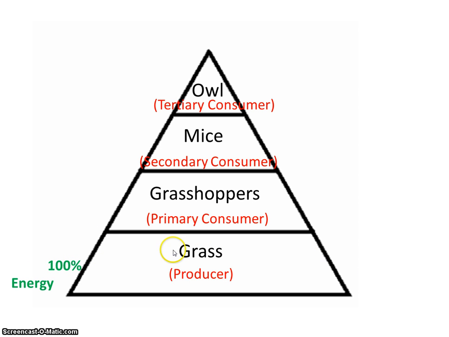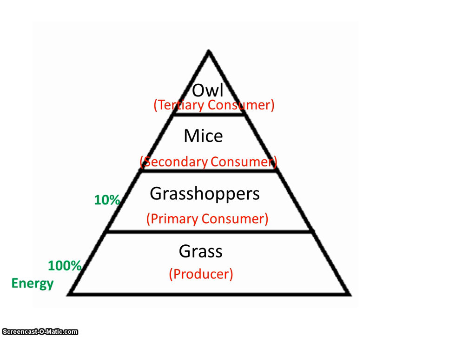Okay? The grass is not going to transfer every single percent of its energy to the grasshoppers, which are eating it. The grass has got to use some of it for itself. It's got to do photosynthesis so it can make its own food. Some of the energy is also lost as heat. So only about 10% of that energy is going to transfer to the grasshoppers.